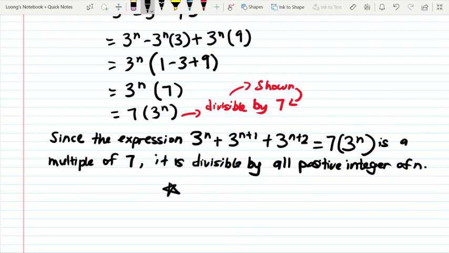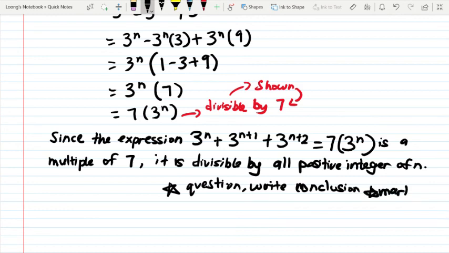So as always, usually during this kind of question, we need to write a conclusion about it. As usual, it will have marks given for the conclusion. It will have marks given. So remember.